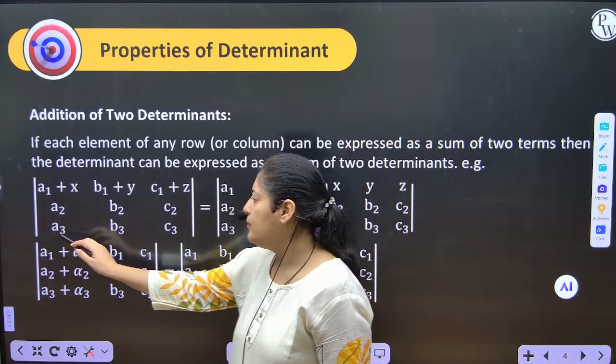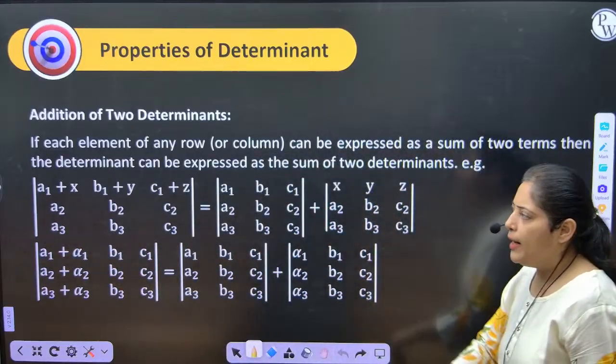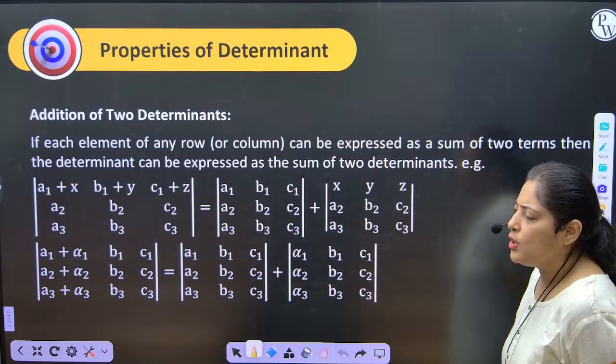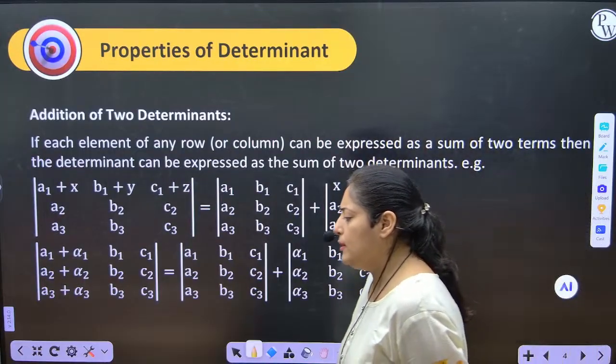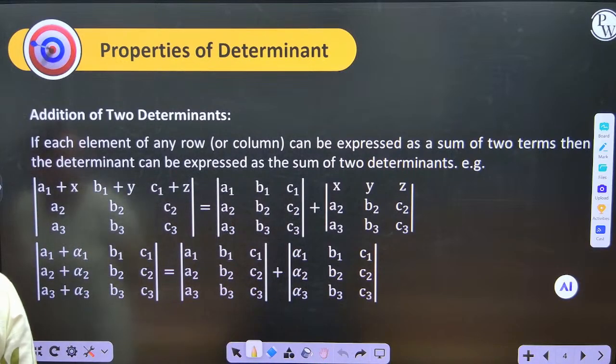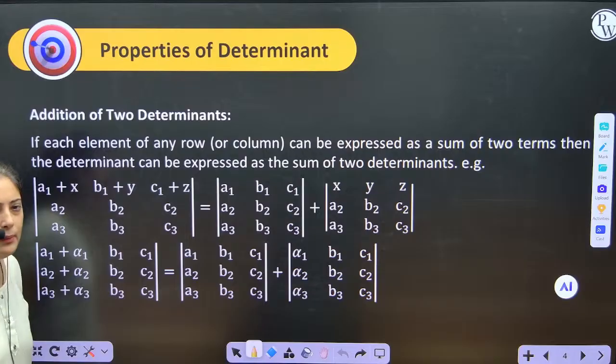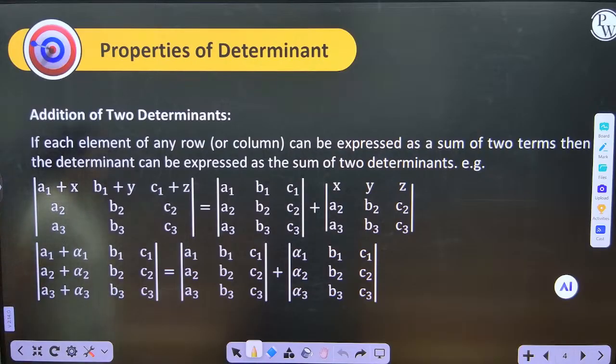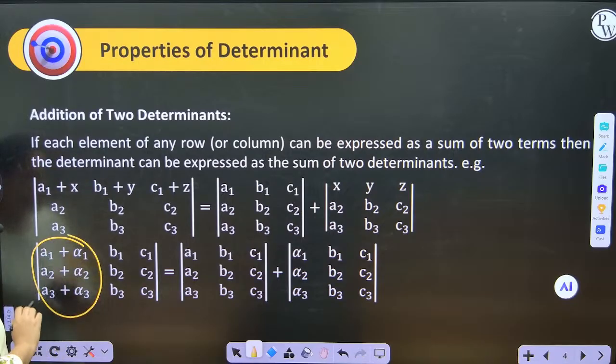Write this one first. Addition of two determinants. This is not that property, but it is one of the properties also, you can say, which I wrote. Similarly, it can happen with the column also. I'll give time to write.